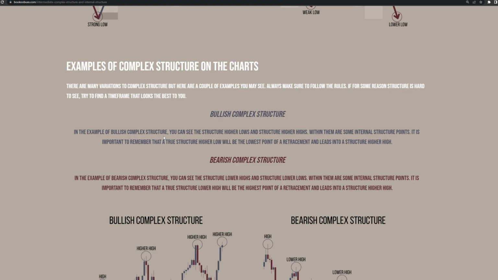There will be times where the charts are very ugly and you can't really decipher what structure is. So I recommend one or two things. Find the time frame that helps you see it the best, or just don't trade it. There are times where I look at the chart and I say that is completely choppy, it's ugly, and it doesn't make sense to me. Move on to something else. You don't have to force anything.